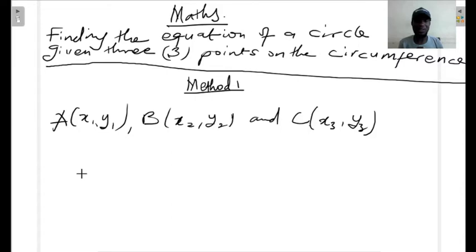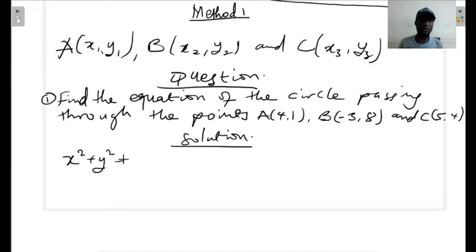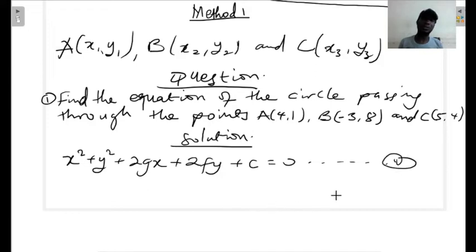Let's take the very first example. Question 1 is asking us to find the equation of the circle passing through the point A with coordinate (4, 1), B with coordinate (-3, 8), and then C with coordinate (5, 4). Like I said earlier, we are going to be quoting the general equation of the circle, which is x squared plus y squared plus 2gx plus 2fy plus c equals 0. Let's make it equation 1 for easier reference.